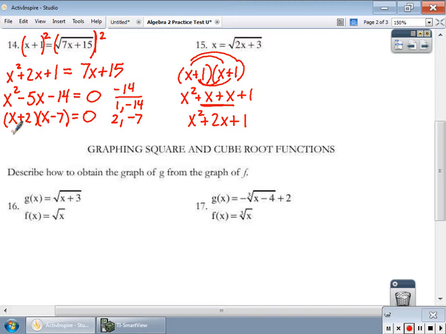Therefore, x plus 2 is equal to 0, or x minus 7 is equal to 0. And so x equals negative 2, or x is equal to positive 7.